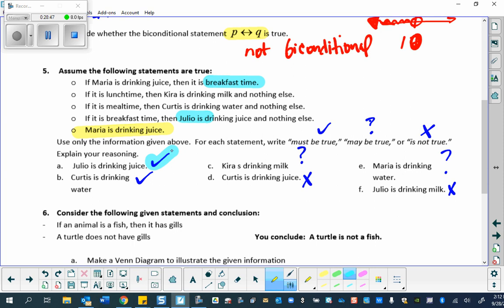Who wants to argue? Go. It says Maria is drinking water, but it says that she's drinking juice. Right. Can she have 2 drinks? Yeah, she likes a little side of water with her juice, maybe. She's a very thirsty human being. What else do you want to fight about? Come on. Anybody? Okay.